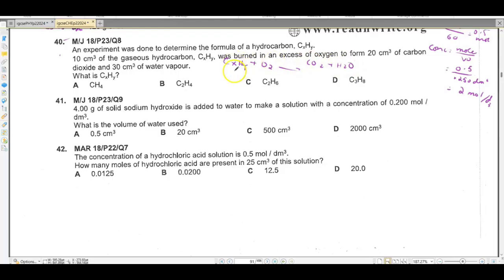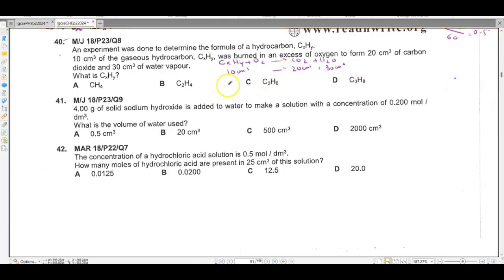This was 10 centimeter cubed. Burned in oxygen to form, oxygen we don't know. And CO2 is 20 centimeter cubed and H2O is 30 centimeter cubed. Let me just write this again clearly.